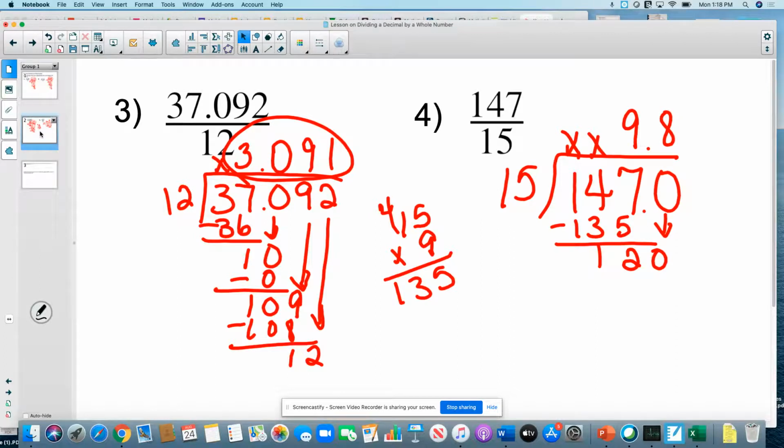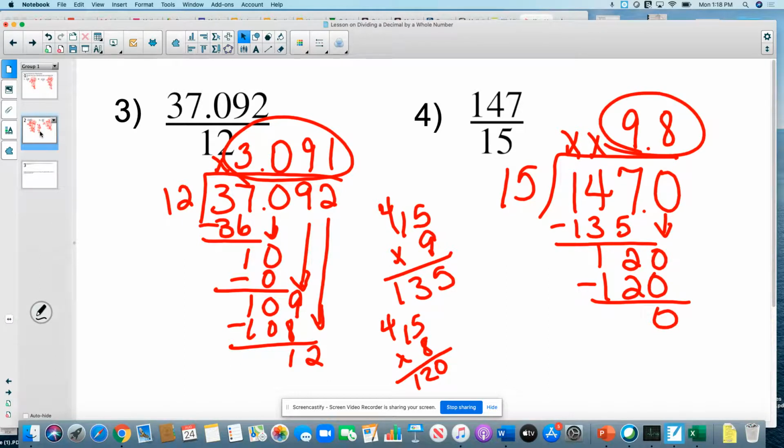If you didn't know that, you'd go on the side. 15 times 8: 8 times 5 is 40, 8 plus 4 more is 12, so 120. So it does terminate with 0 as a remainder, so my answer is 9 and 8 tenths. And then the last one, I have 2 story problems to do.